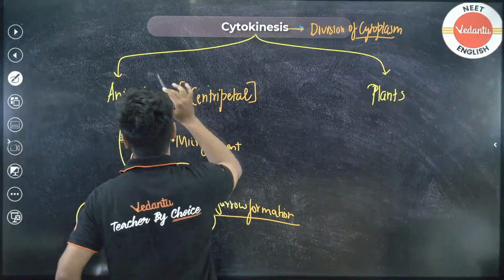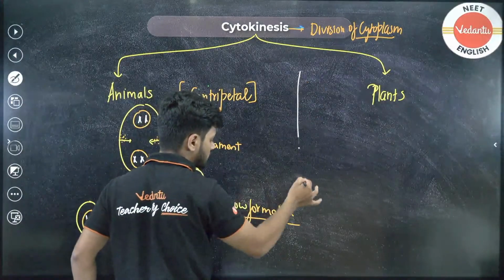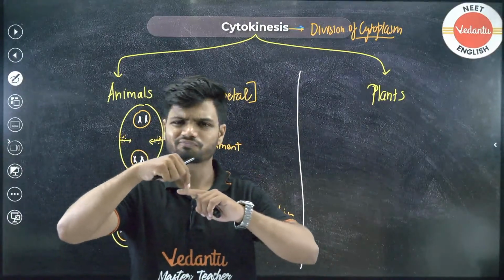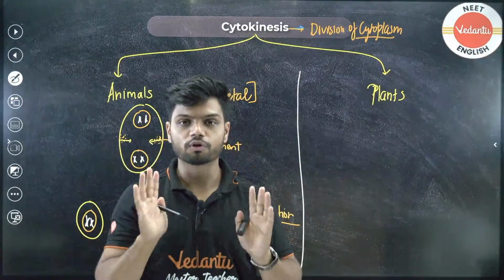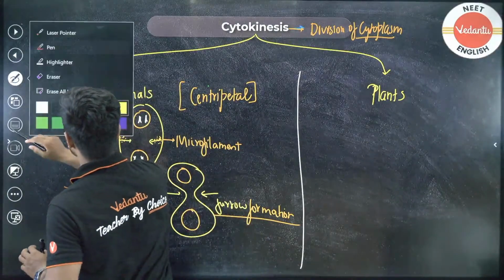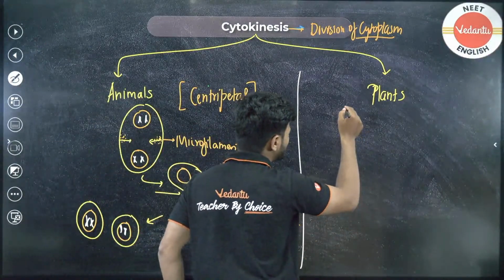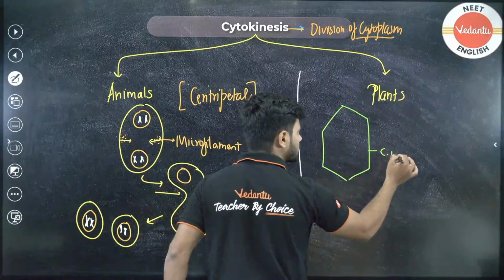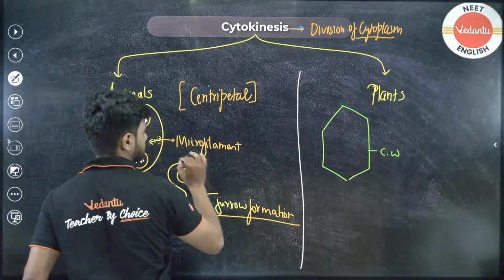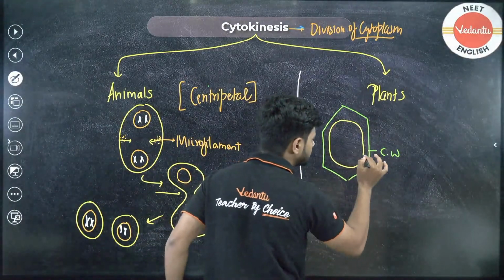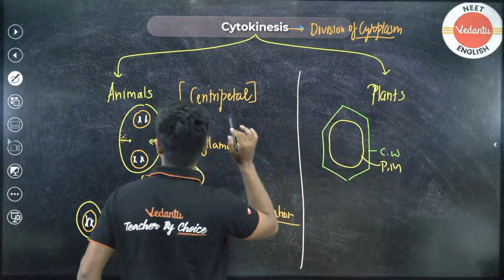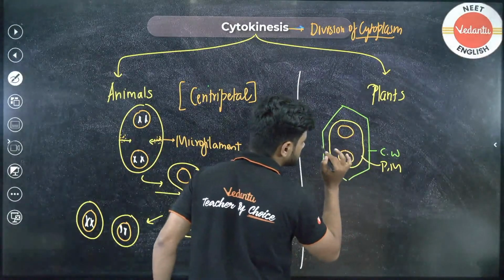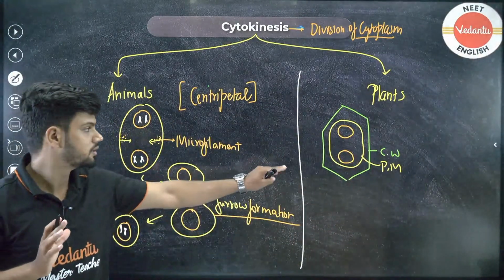Now students, what about in the case of plants? You cannot pinch from outside. There is no furrow formation. Why? Because in the case of plants, there is a very rigid layer on the outside, called your cell wall. Inside we have the plasma membrane, and inside that we have the nucleus. This is your plant cell.